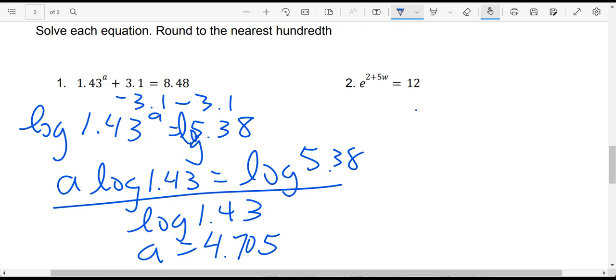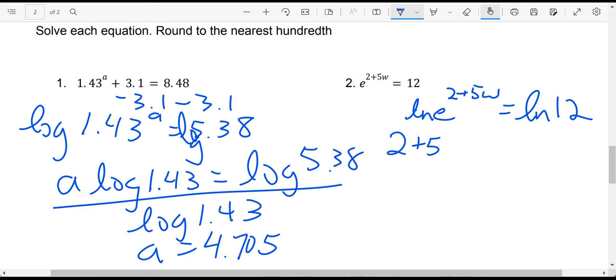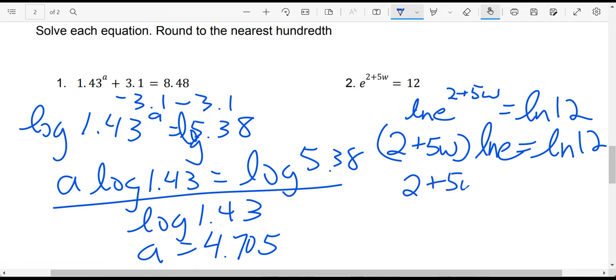Second one here. We have a base e. It's already by itself, so I'm going to ln both sides. Bring the exponent down front, 2 plus 5w ln of e. We like these ln problems a little bit more because ln of e, as you hopefully remember, is 1. So that goes away. So you get 2 plus 5w equals ln of 12.